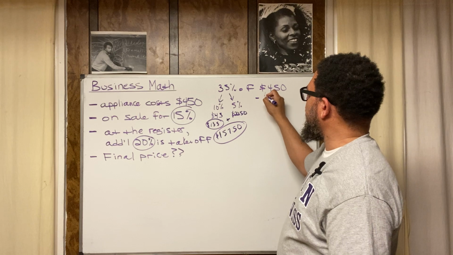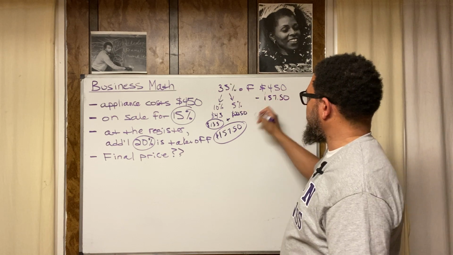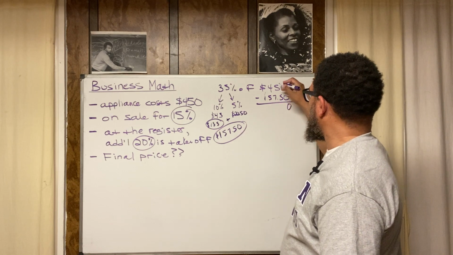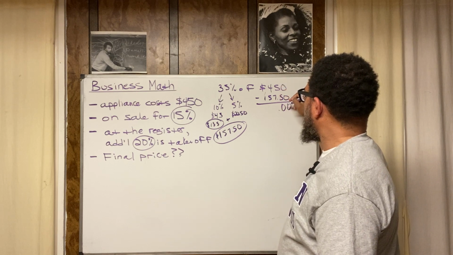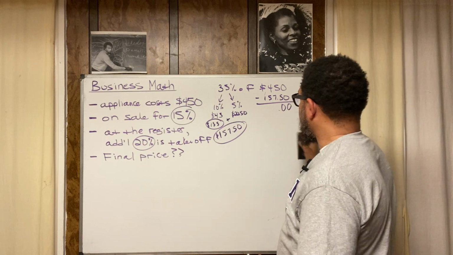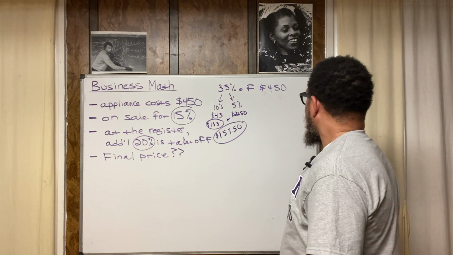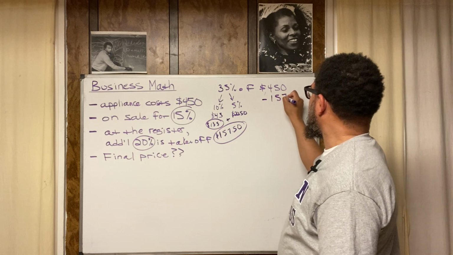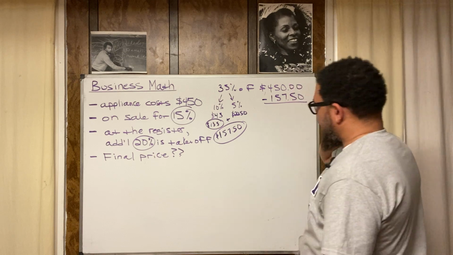What would the discounted price be if we took 35% off? We took 157.50 off. We subtract 0 minus 0 is 0, 5 minus 5 is 0, 4 minus 7. Hold up. Oh, I'm doing this wrong. Yeah, we can't subtract like that. We got to line up the decimal points. 450 minus 157.50. There you go. That looks better.